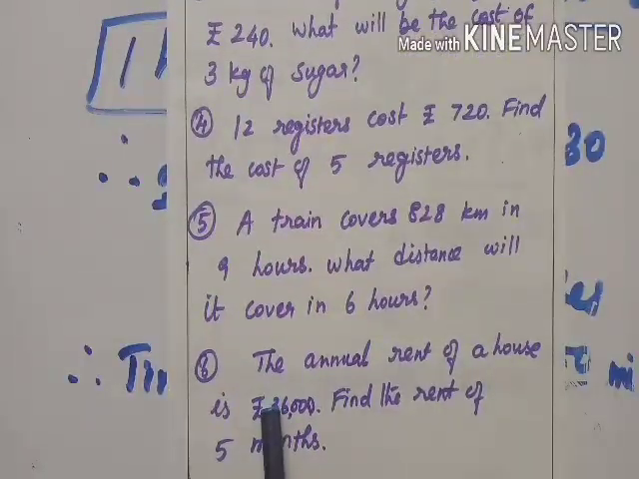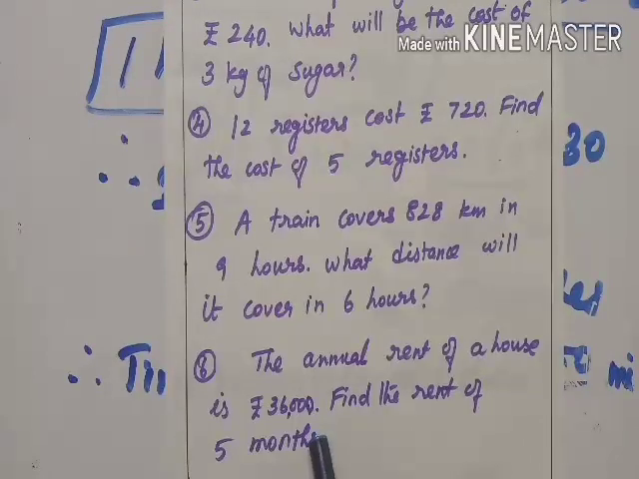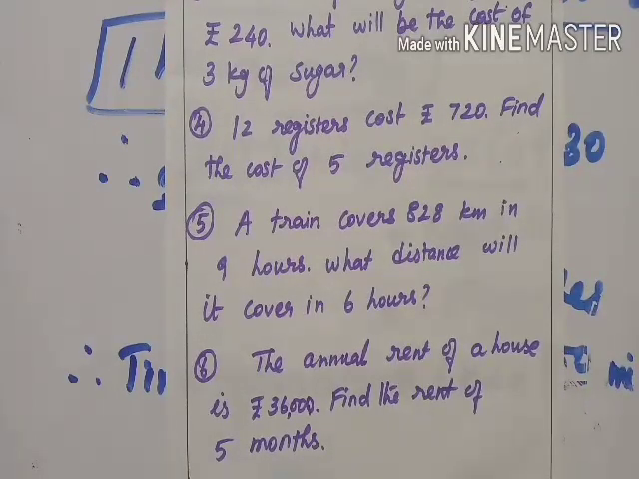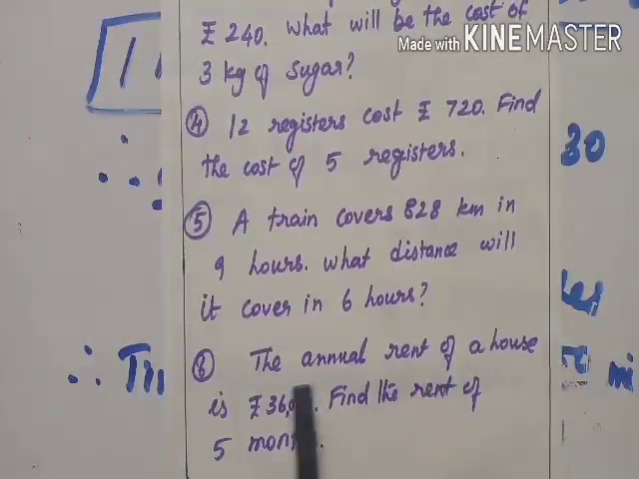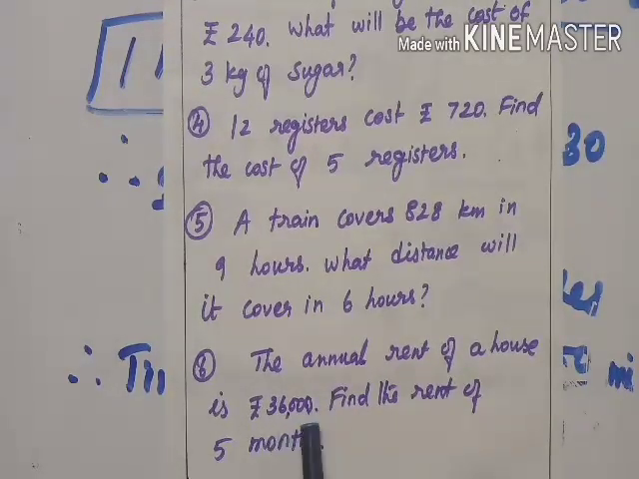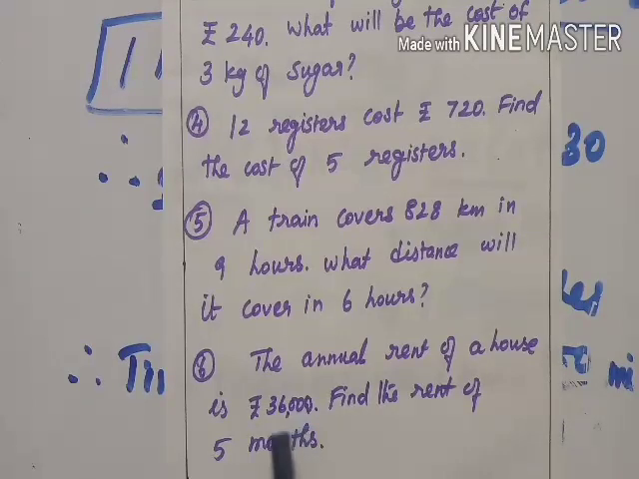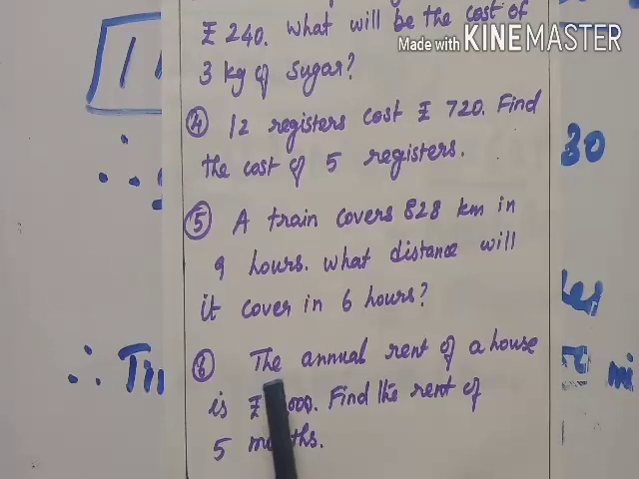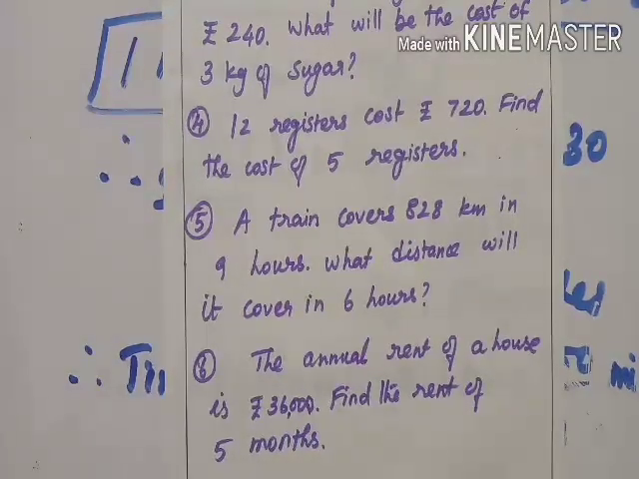Last, the annual rent of a house is given. Find the rent of 5 months. Annual rent means for a year. 1 year rent is given. So, this one you have to divide by 12. Then you will get the answer for 1 month. Then find the rent of 5 months. That 1 month amount into 5. You will get the answer.